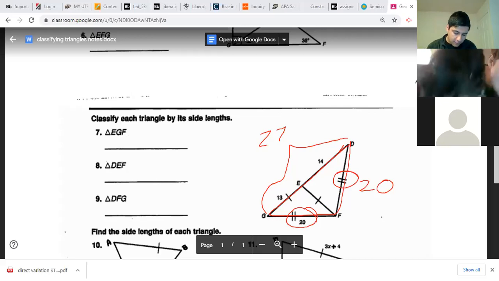We have two equal sides, and the third side's different. So what type of triangle is that? Any idea? An isosceles.